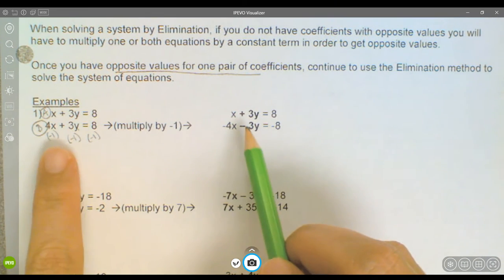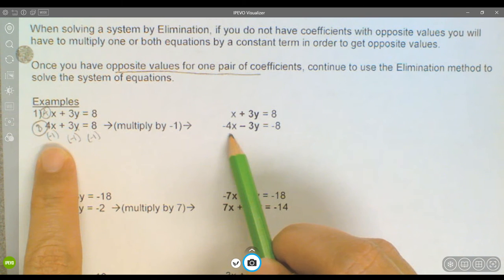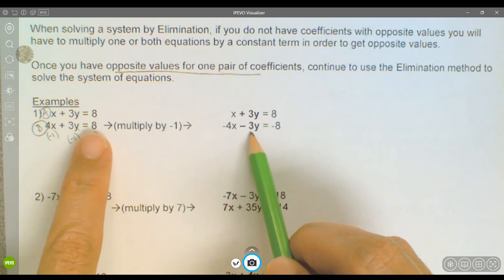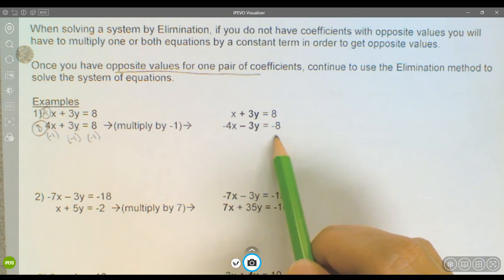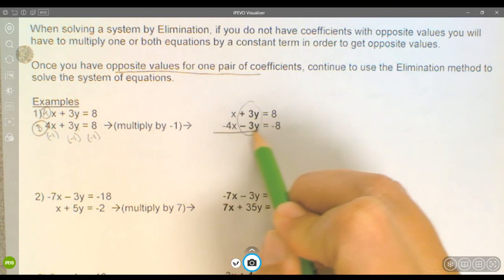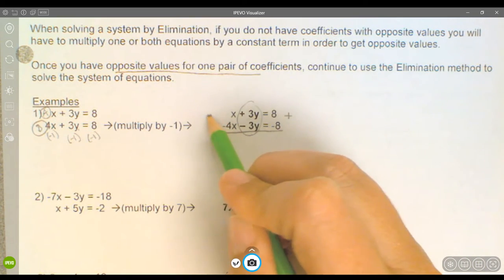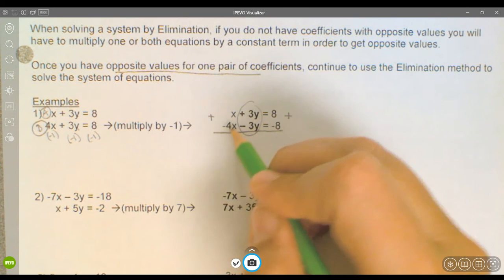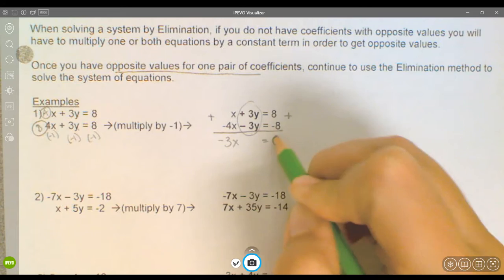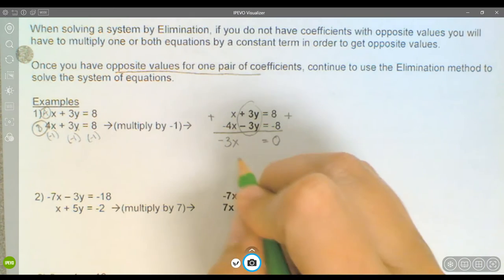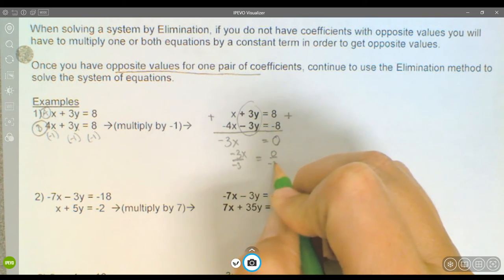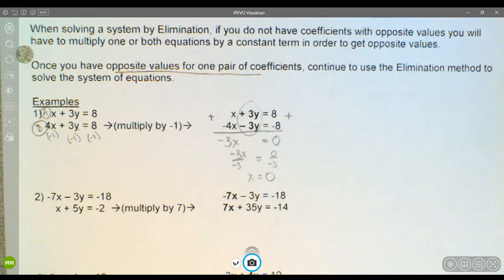And when we do so, 4x times negative 1 is negative 4x. 3y times negative 1 is negative 3y. 8 times negative 1 is negative 8. And look at that. I've got my opposites already set up for when I add. So when I add these two equations, 1x plus negative 4x is negative 3x. 8 plus negative 8 is 0. Now I'm going to divide both sides by negative 3, and I find that x equals 0.